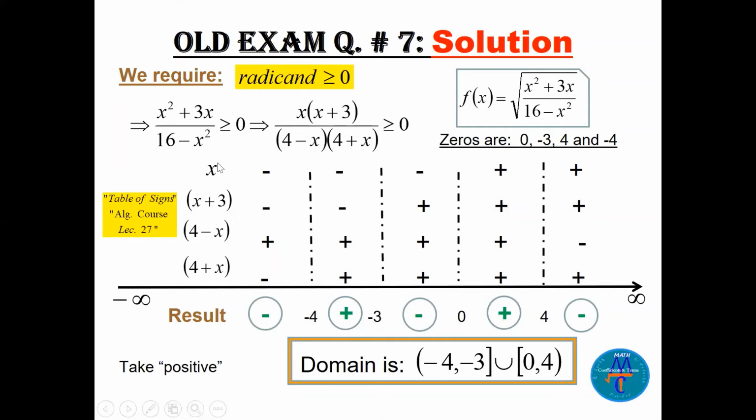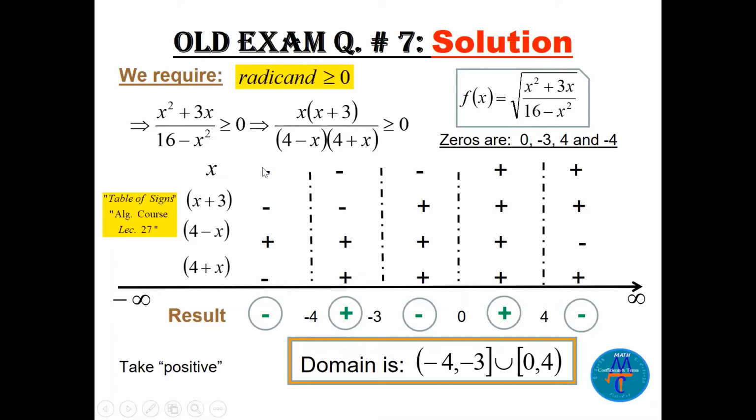Now, you put all the factors here. You see this x here: x and x plus 3, 4 minus x, 4 plus x. Take a number, from minus infinity to minus 4. Let's take maybe minus 10. If you put it in the x, that's a minus. That's a minus. That's a plus here. 4 minus minus 10, that's a plus. 4 minus, that's a minus.